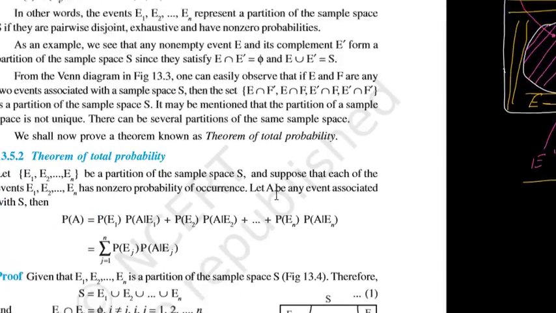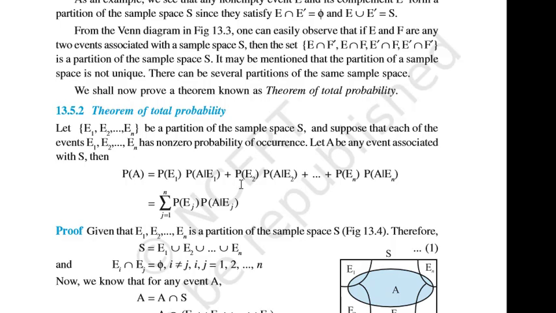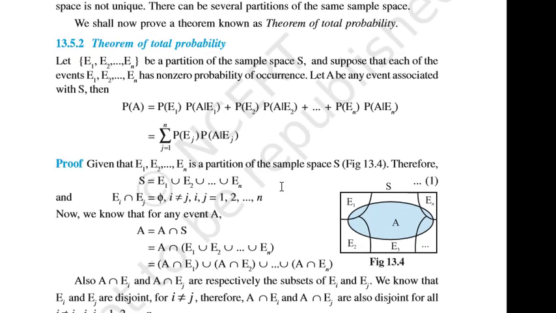Okay, now let us discuss the theorem of total probability. Let events E1, E2, ..., EN. So again, we have considered the partition of sample space. You can see this diagram. Here we have some events like E1, E2, then E3, then E4, E5, something like that, EN. So they are forming a partition of this sample space. Let us consider E1, E2, E3, ..., EN as a partition of sample space, and suppose that each of the events E1, E2, E3, ..., EN has non-zero probability of occurrence. Let A be an event associated with the sample space. So we have first drawn the partition of sample space, then we have defined one event on the sample space.